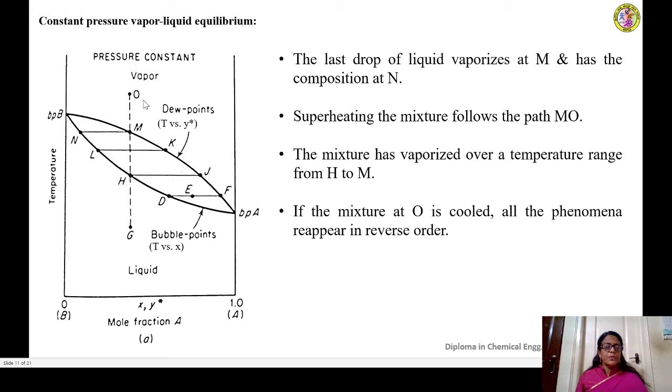So now, if you cool the mixture at point O, keeping the pressure constant, then the entire phenomena you have observed during the vaporization will reappear but in the reverse order. So for example, cooling up to point M converts this superheated vapor to saturated vapor condition. At point M, the first drop of dew is formed.